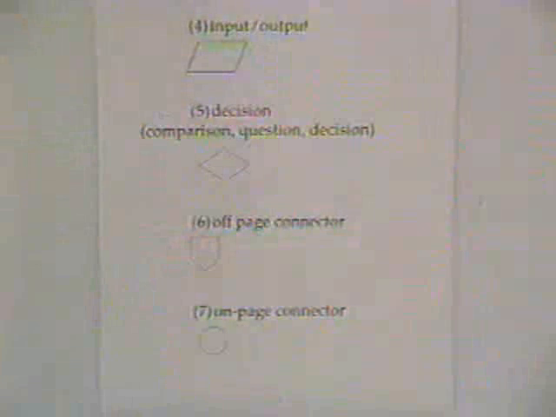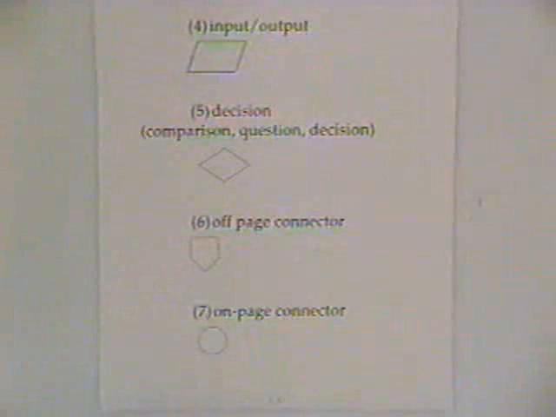The other symbol would represent an off-page connector. You can't necessarily get all the flowcharts onto a single page, so this gives you a way to say, all right, now the logical flow is going to continue on another page. And finally, an on-page connector would mean that the logical flow of the program is going to be shown in another position, but on the same page.